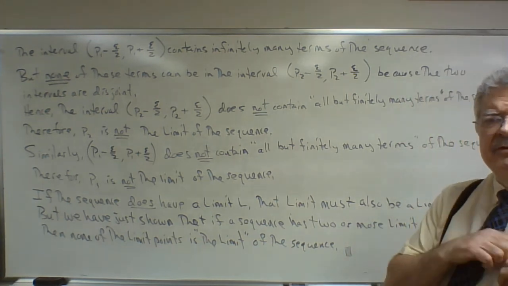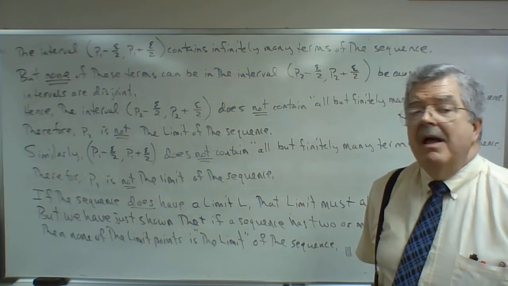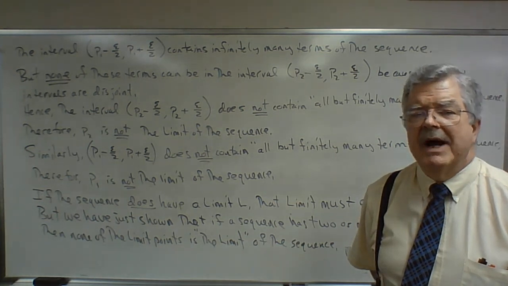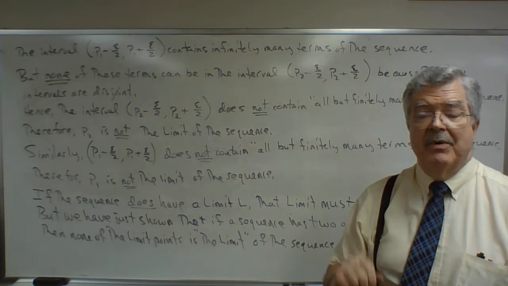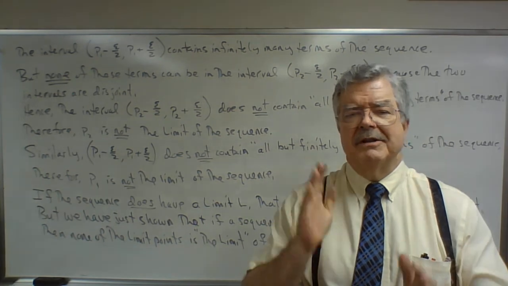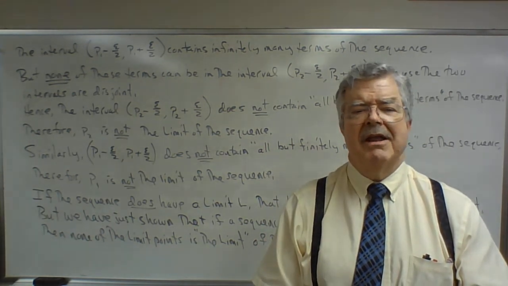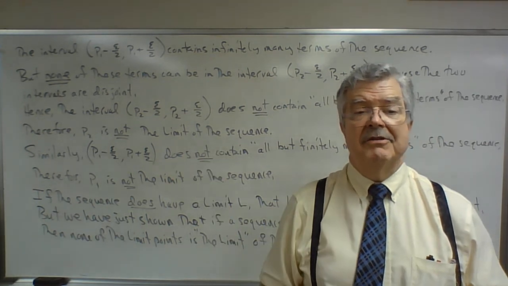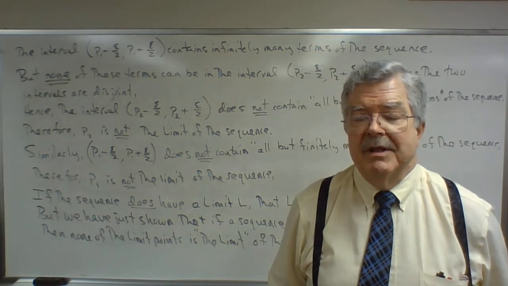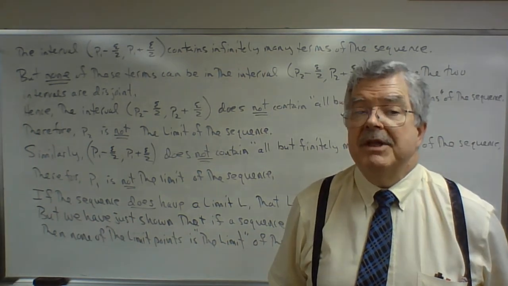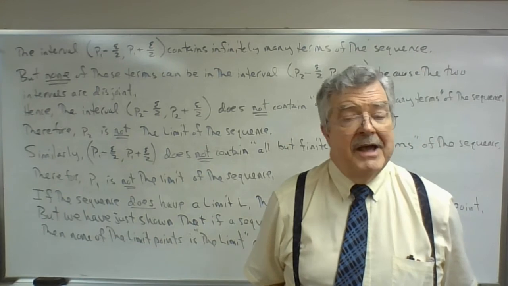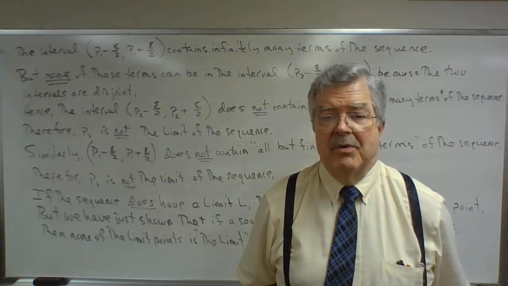Now that still leaves some questions. We had a concrete example a little while ago of a sequence that had two distinct limit points. The terms of the sequence were alternately positive and negative. The negative terms converged to -1, and the positive terms converged to +1. P1 equals -1 was a limit point of the sequence. P2 equals +1 was a limit point of the sequence. That sequence had two limit points.